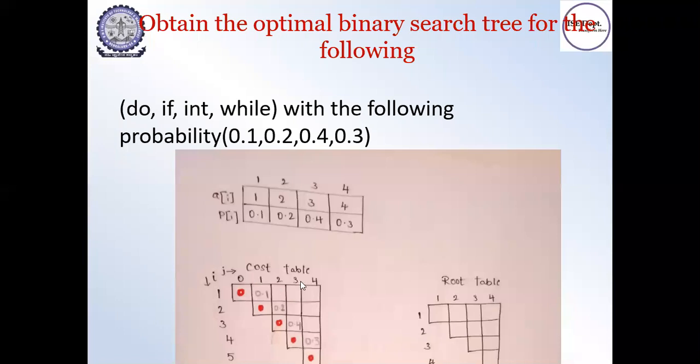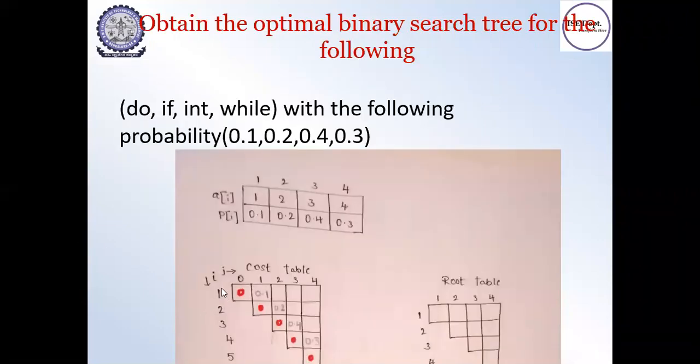But while writing the cost table, please remember it should start with 1 to 5 for all the rows, and for all the columns, start with 0 to 4. Clear? There are actually a few steps here. Please make a note of this. C of I comma I minus 1 is equal to 0. Consider I want to write the cost for 1 comma 1.